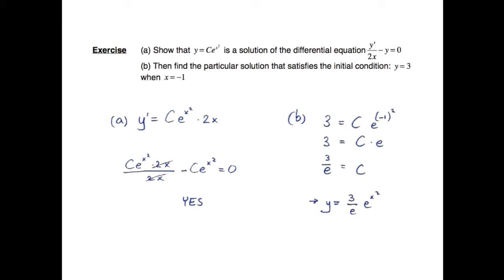So I can replace c with 3 over e, and I get the particular solution y equals 3 over e times e to the x squared. I can rewrite this, if I wish, as y equals 3 times e to the x squared minus 1. It's not necessary, but sometimes in MCQs this solution wouldn't appear, this one would appear. So we need to know the properties of exponents.